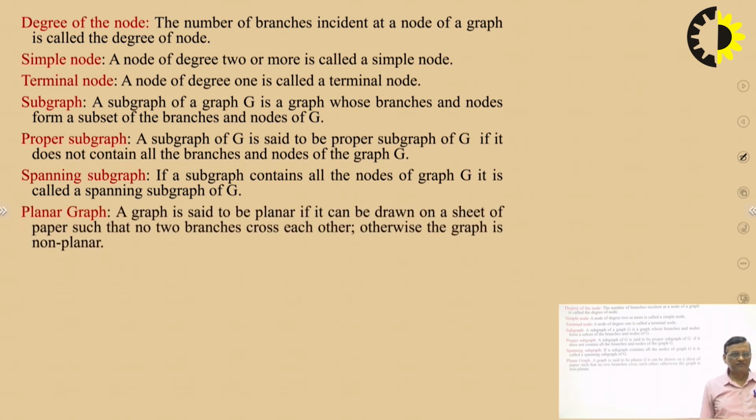Then planar graph. A graph is said to be planar if it can be drawn on a sheet of paper such that no two branches cross each other. Otherwise, the graph is said to be non-planar.